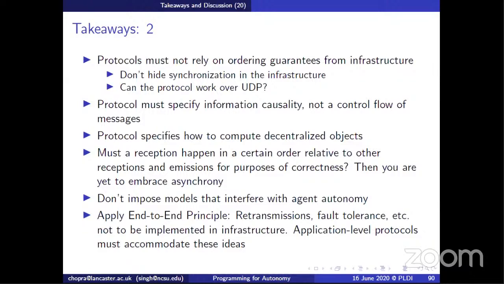Once you have information, you can specify the protocol in terms of the information constraints, the causality and integrity of that information. If you're doing research on coordinating different processes or agents, and you require that a reception must happen in a certain order relative to other receptions and emissions, then you have not fully embraced asynchrony. Because remember, as we discussed earlier, receptions are non-deterministic. A reception happens when the infrastructure delivers the message. If you choose to schedule a reception relative to other observations, then things are likely to get messed up.